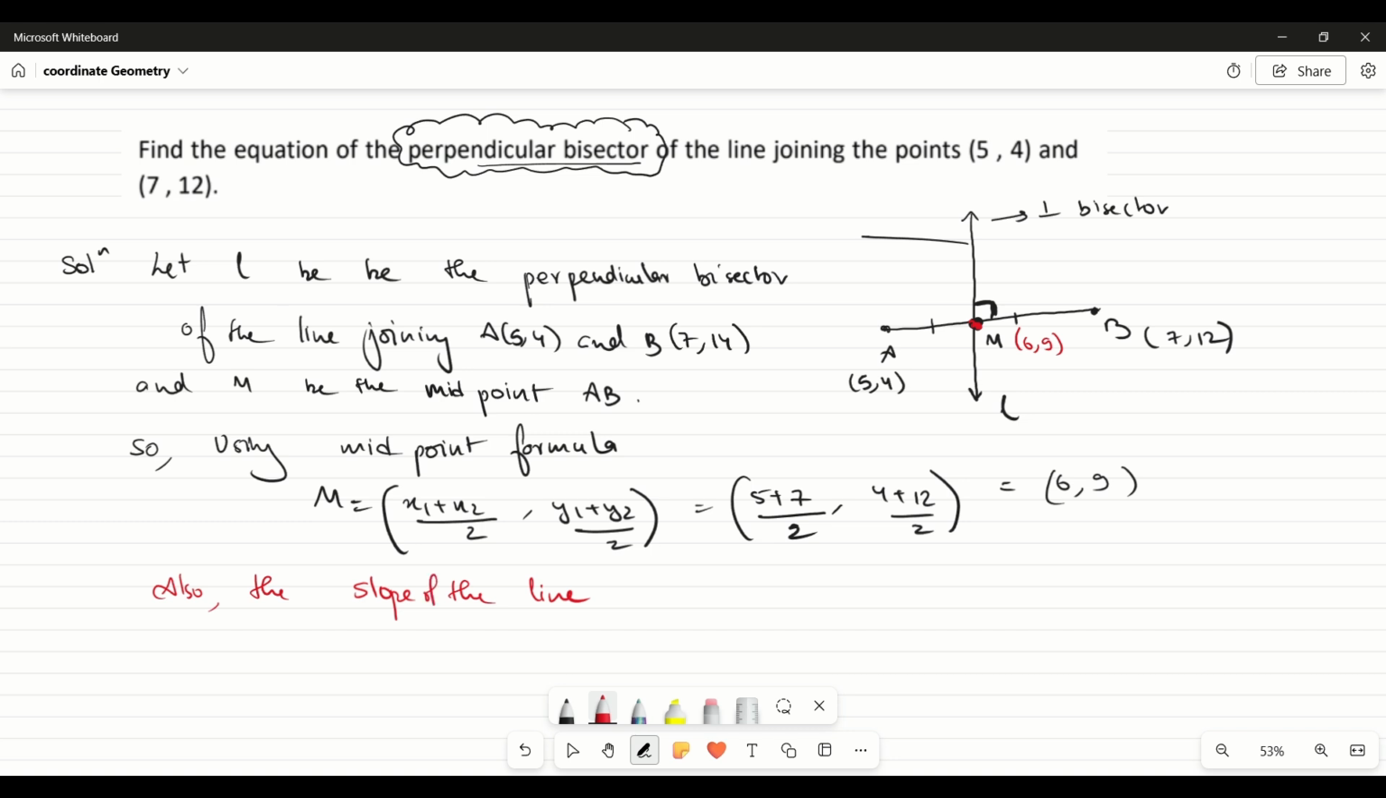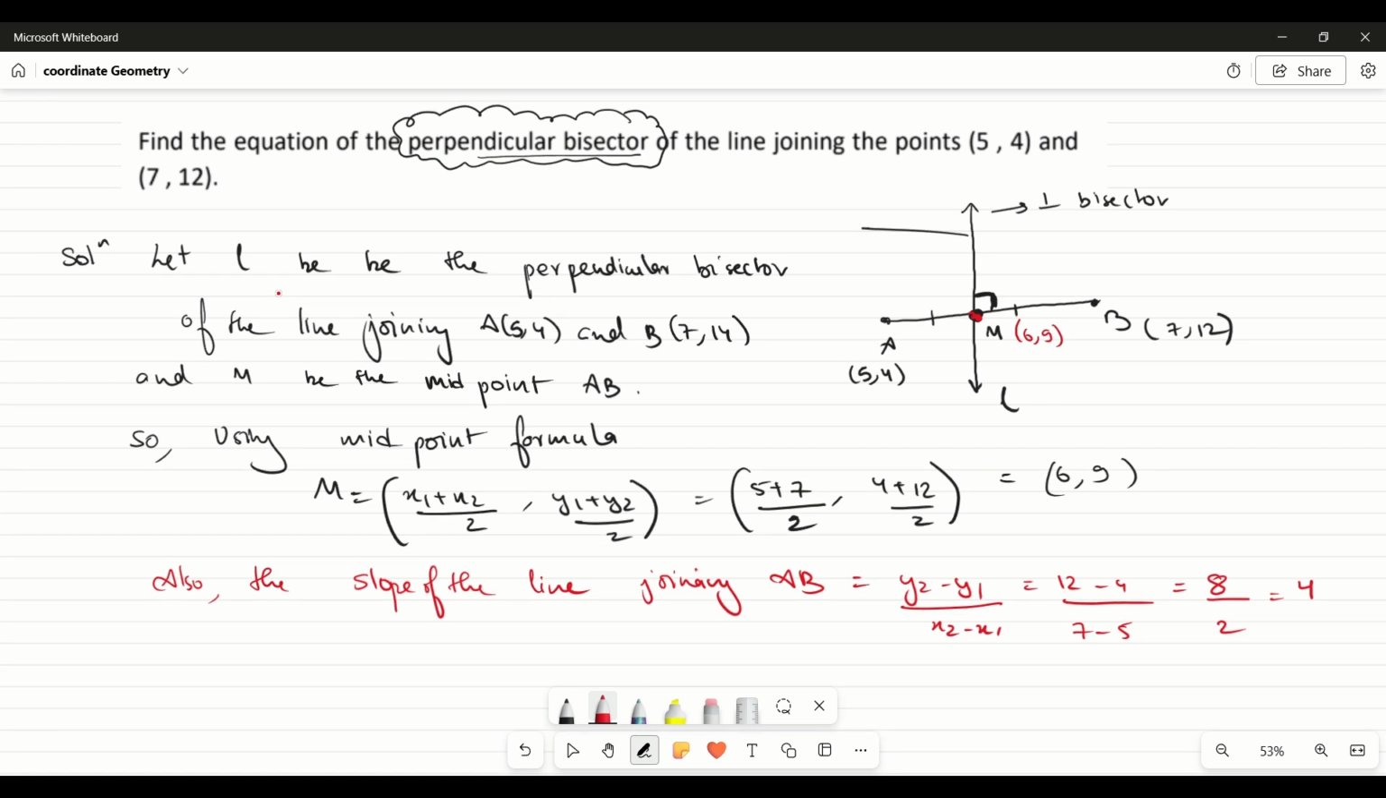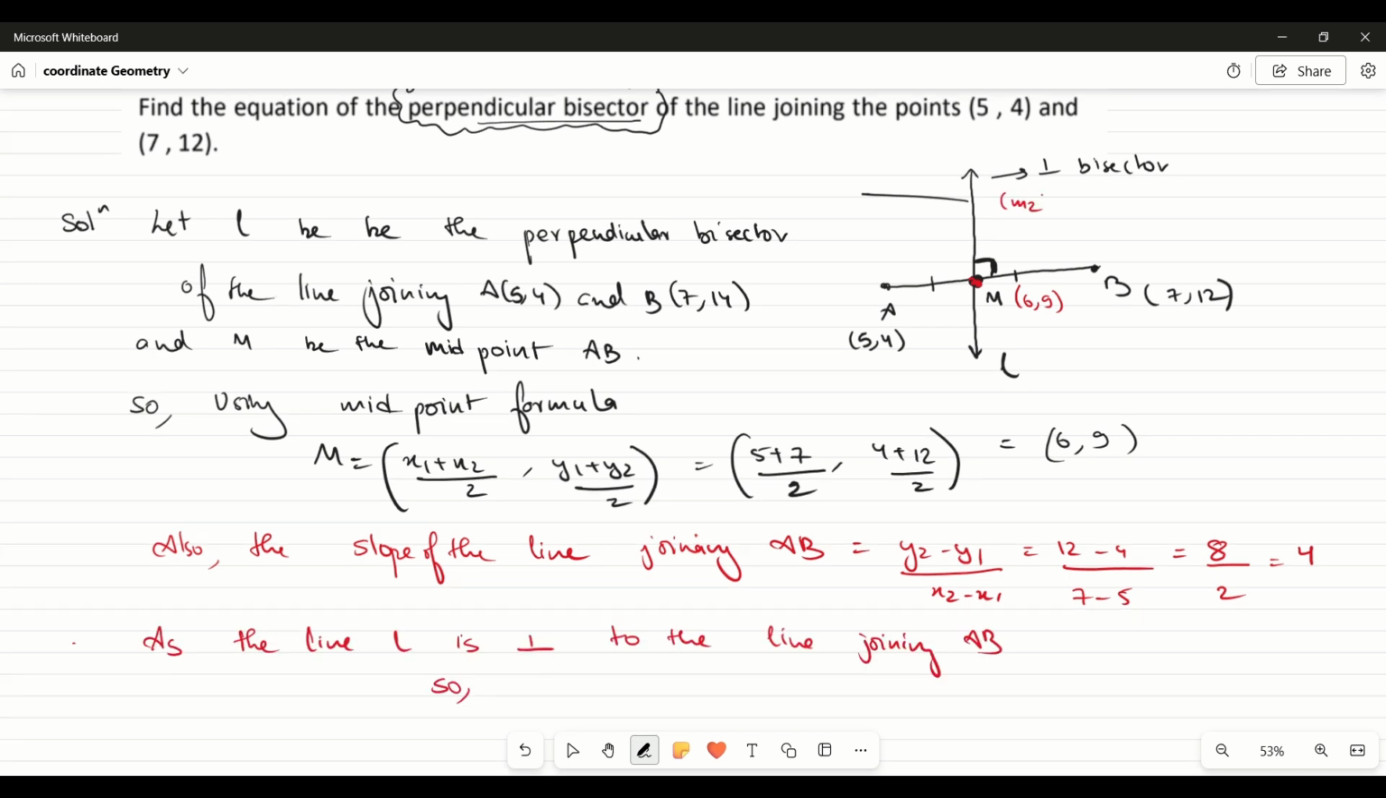Also, the slope of the line joining AB is equal to (y2 minus y1) divided by (x2 minus x1). So we can write (12 minus 4) divided by (7 minus 5), which is 8 divided by 2, which can be written as 4. That means the slope is 4.